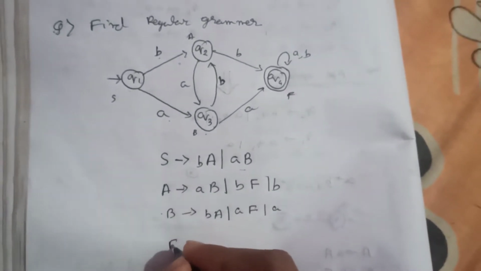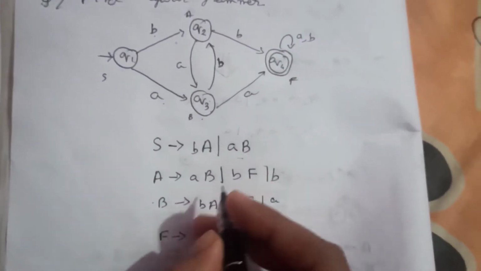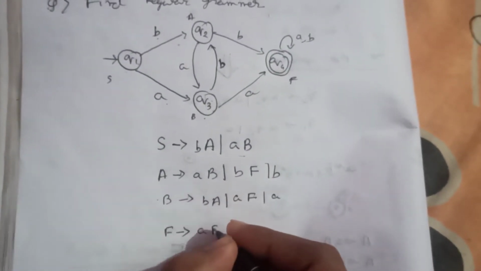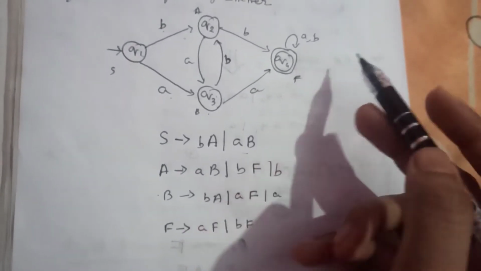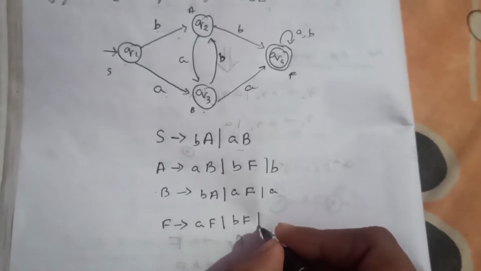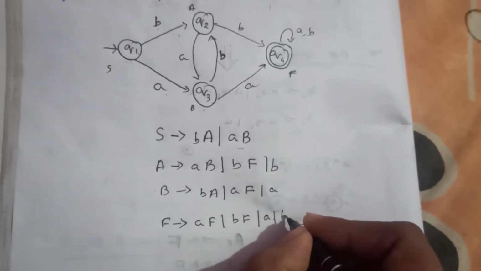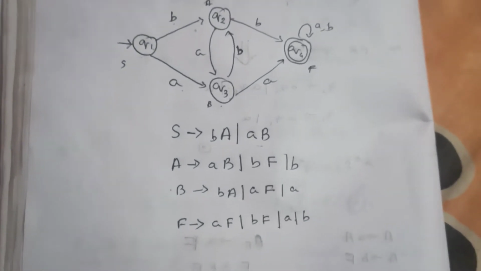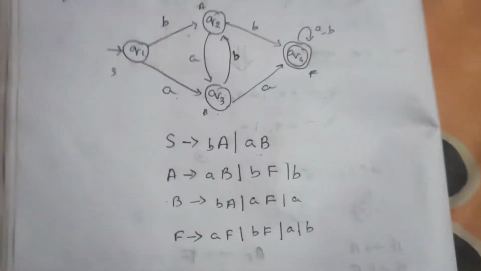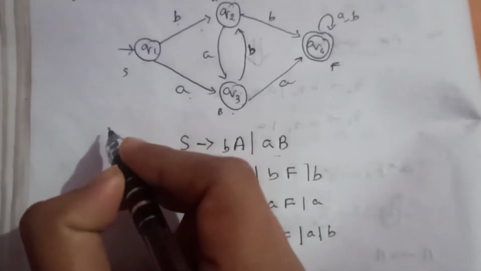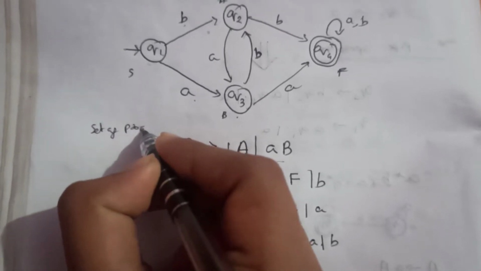And for the final state, what are the things here? If it receives A it will also be in the final state, if it receives B it will also be in the final state, because there is a self loop, and as it is the final state, it can also receive only A and only B. So this will be our regular grammar. This is the set of production rules. This is not the whole regular grammar.